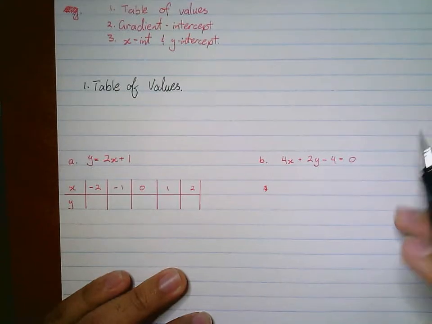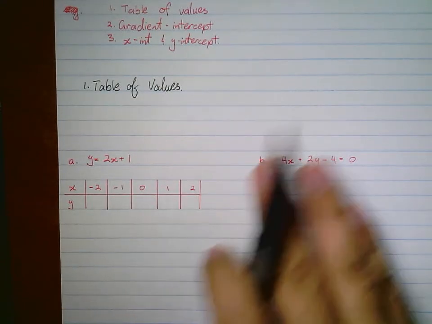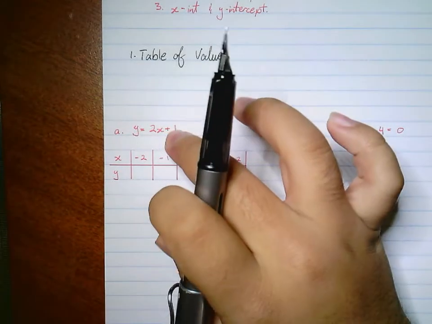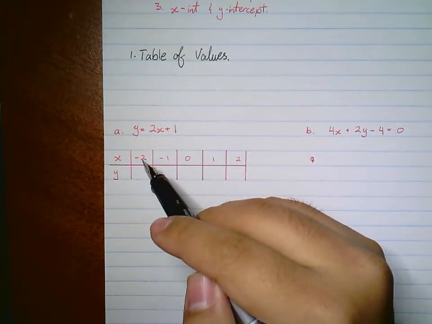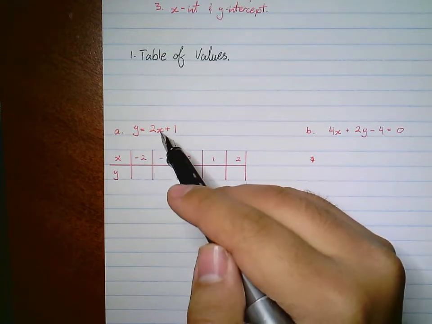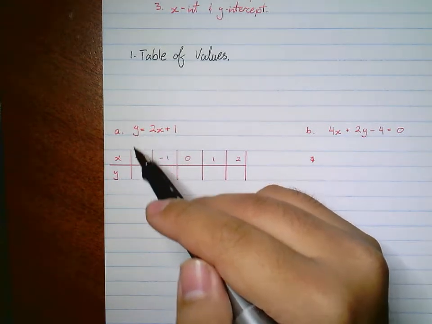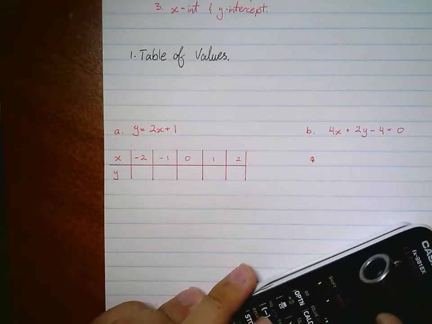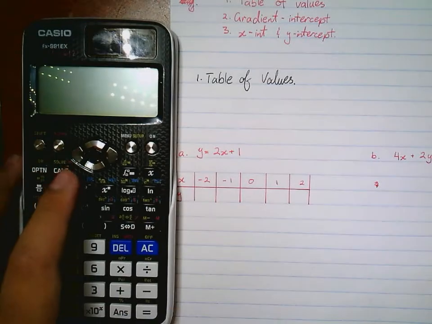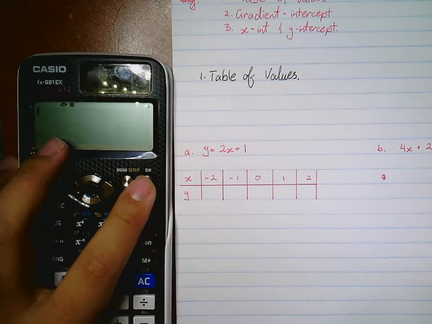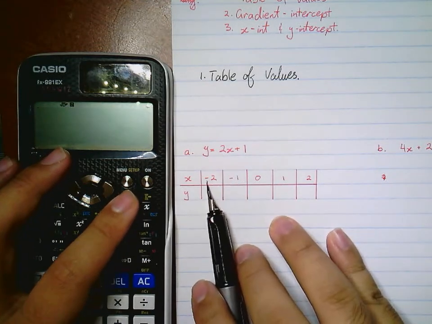So I've gone ahead and started one here. We'll look at this example first, example A. All we have to do now is substitute values for x here. So we're going to substitute -2 into x and see what y value we get out of it. Just to make this process a little easier, we'll use a calculator, although you can very well just do this by hand. Here we go.